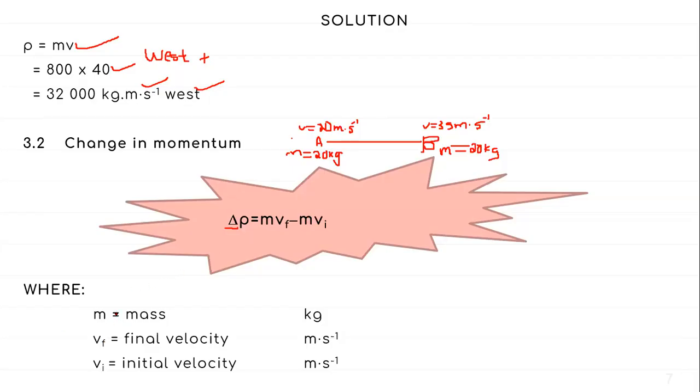Then what does this mean? It means that the m is the mass measured in kilograms. The vf is the final velocity measured in meters per second. The vi is the initial velocity measured in meters per second. So this is how you will get it in your formula sheet, and that is how you will calculate the change in momentum of an object. Right.